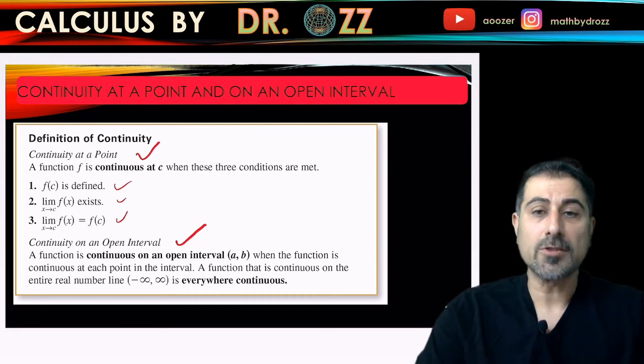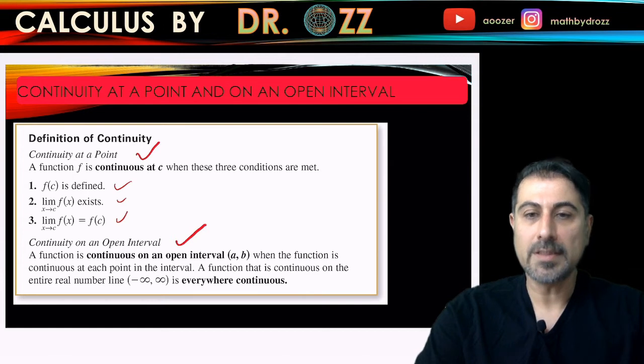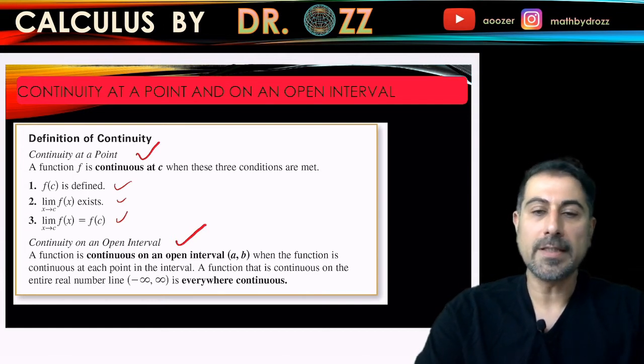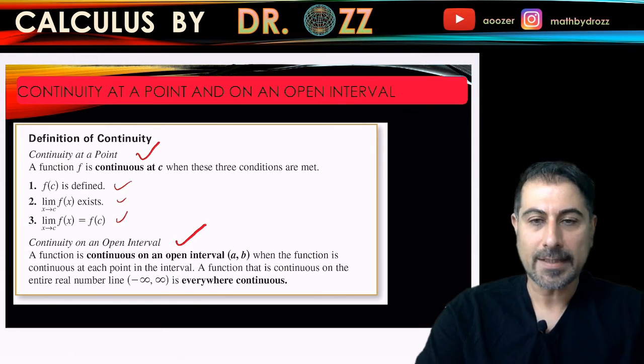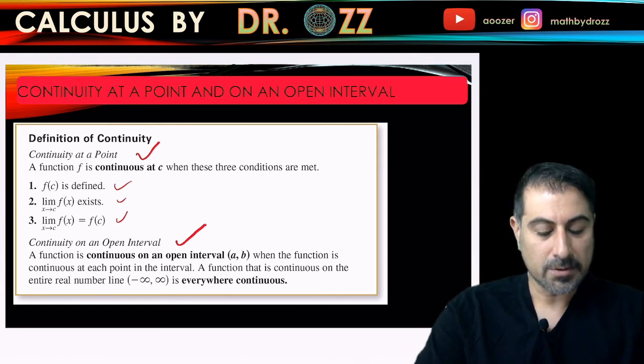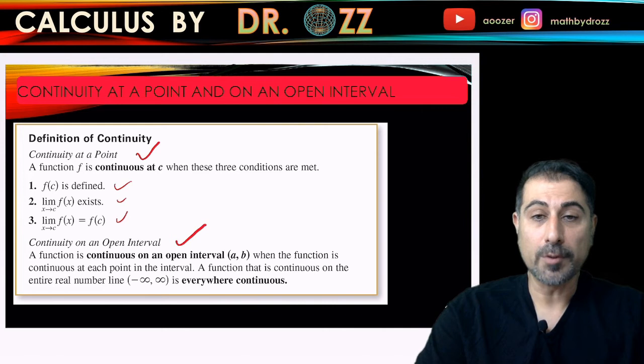The limit of the function should exist at the point c, and the limit value should be exactly the same as the function's value attained at c. So if all three conditions are satisfied, f is continuous at the point c.